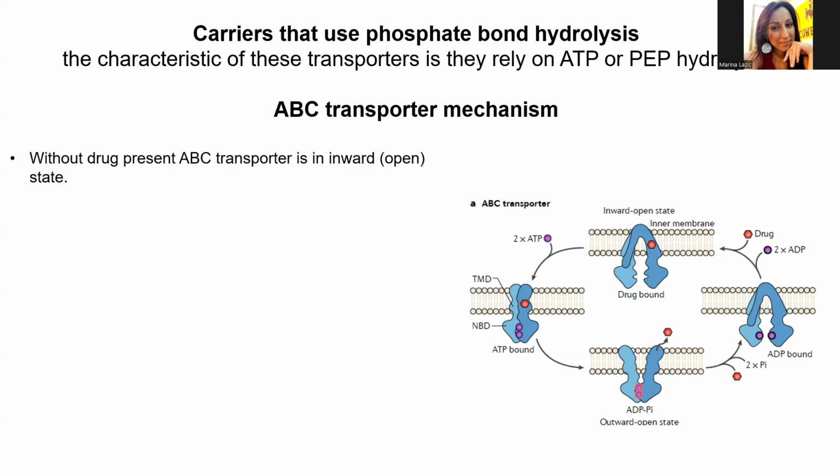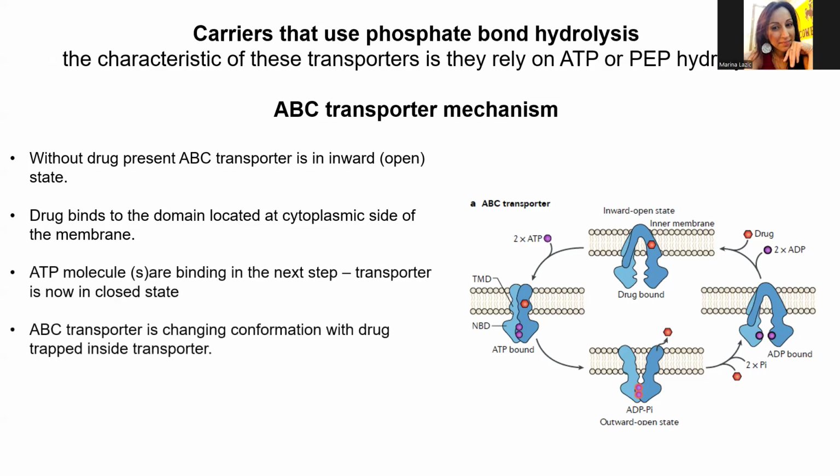So, how does the ABC system act? In the ABC transport mechanism, when there is no drug, the ABC transporter is in the so-called inverted or open state. When the drug binds to the domain located on the cytoplasmic side of the membrane, so think about the double layer here, and the drug binds on that drug binding domain, that causes ATP molecules to bind to the specific component of the transporter that has the ability to do ATP hydrolysis. So ATP binds, and again, the transporter is still in the closed state.